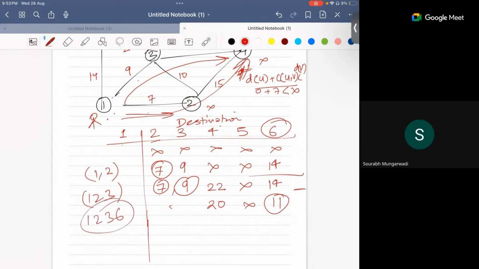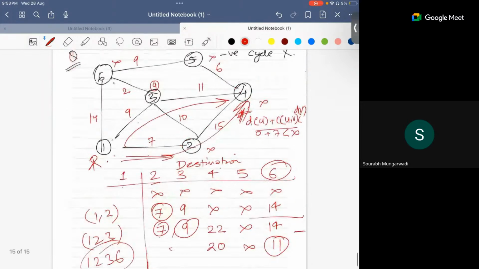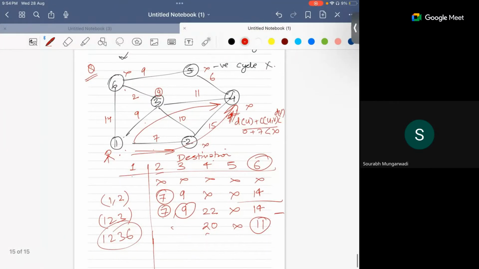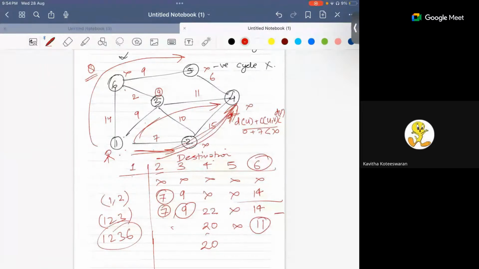So now I can take the help of 2, 3, 6 from 1 to reach 4 or 5. Is there any other way to reach 4 better than 20 if I'm taking the help of 2, 3, 6 all? I guess no, right? I can reach 4 with 20 only, because there are only two ways. This one is 22, and this one is costing 9 plus 11, 20. So this is 20 only. Can I go to 5 with the help of 2, 3, 6? Yeah, 1, 6, 5 I can go. That will cost me 22, 23.